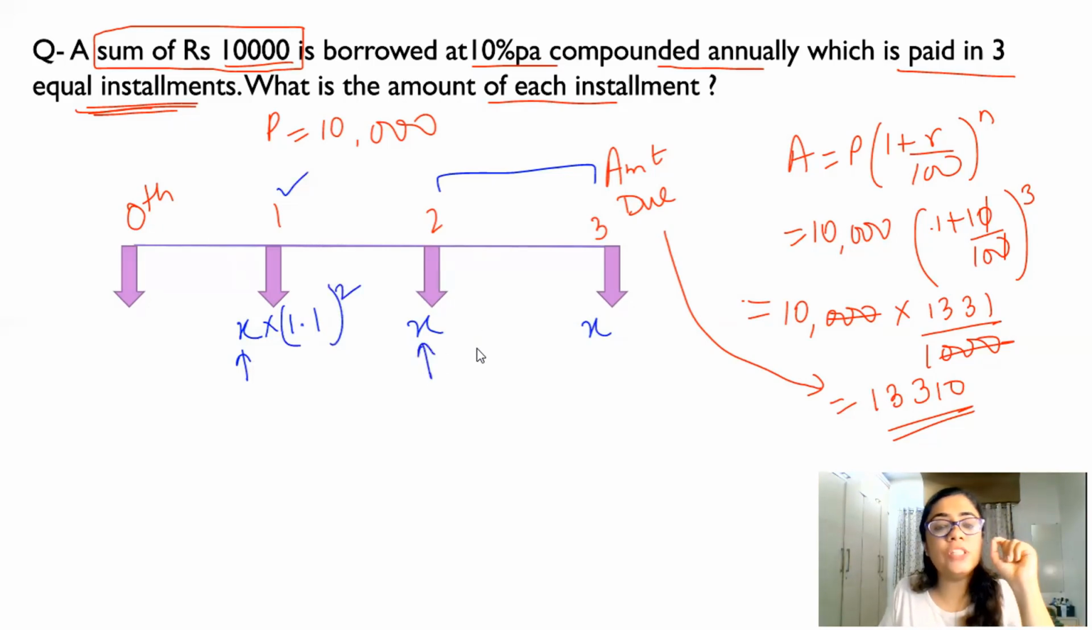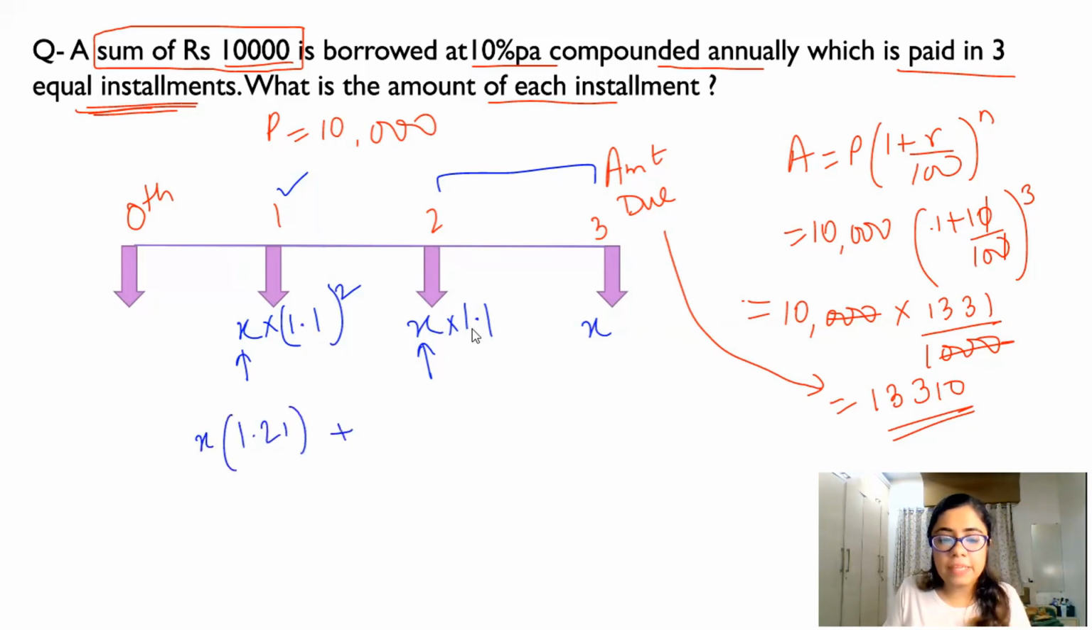This installment will generate an interest for 1 year because I'm paying it 1 year prior. So x into 1.1. This will not generate any interest, so it will be x only. So what will happen is your x into 1.1 whole square, so that's 1.21, plus x into 1.1, plus x. This is your total installment plus your interest. That is equal to your amount due, which is 13310.